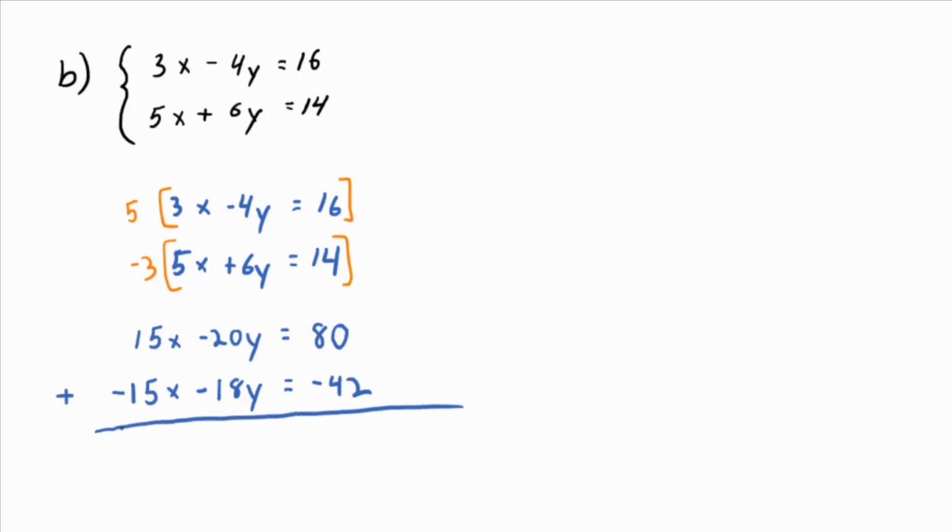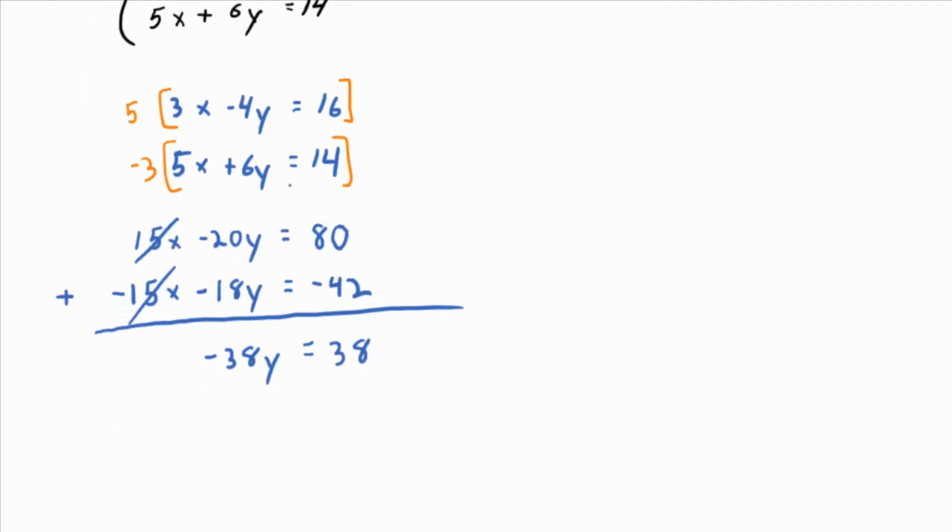Add them up. So by design, 15x plus negative 15x makes 0. Okay, negative 20y minus 18y, or plus a negative 18y if you like. What does that make? Negative 38y. And then 80 plus a negative 42, or 80 minus 42? 38. Isn't that nice? So how do we get y? Divide both sides by negative 38. So what does y equal? Y equals negative 1. But as you know, we're not done.